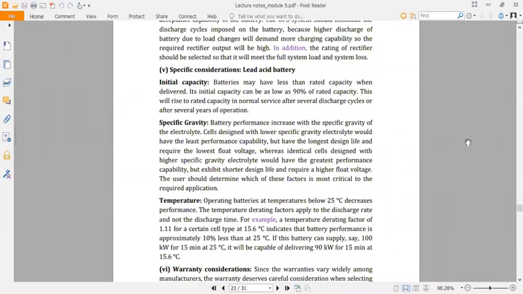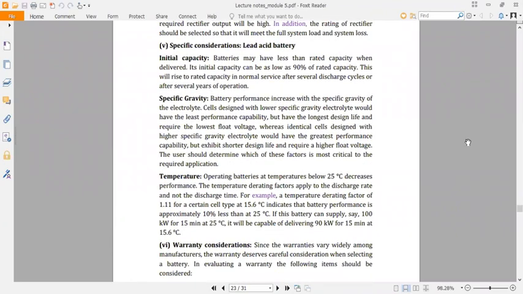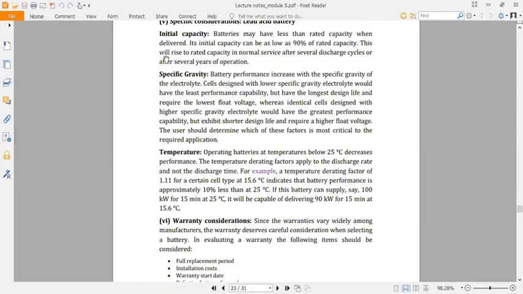Okay, some other factors have been listed here. For a particular type of battery, for example the lead acid battery, if we are considering a very general purpose battery, lead acid battery that we are using, then we need to consider some points while we are selecting a lead acid battery. That's the initial capacity.